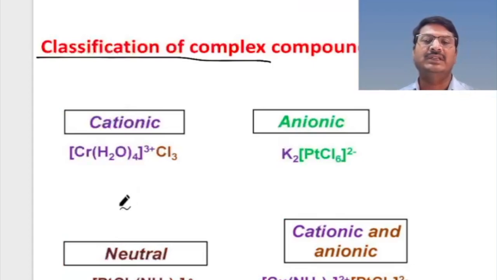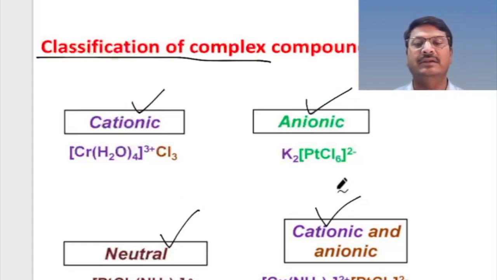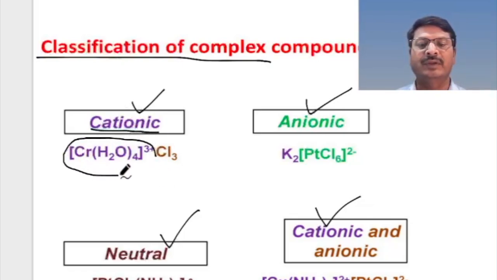Next, let us come to the classification of the complex compounds. Generally, the complex compounds are divided into 4 types, depending upon the charge of the complex moiety: cationic, anionic, neutral, and cationic and anionic. Cationic complex compounds are those where the complex moiety has a positive charge. See this example, Cr(H2O)4 +3. The complex has a positive charge, so it is called cationic.